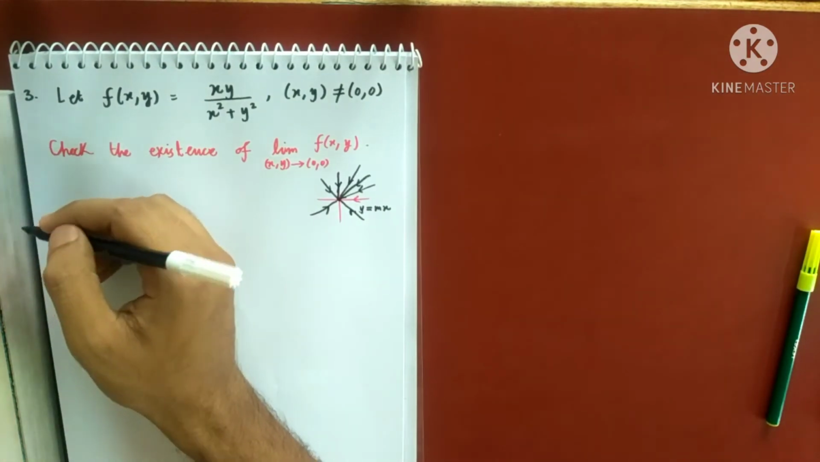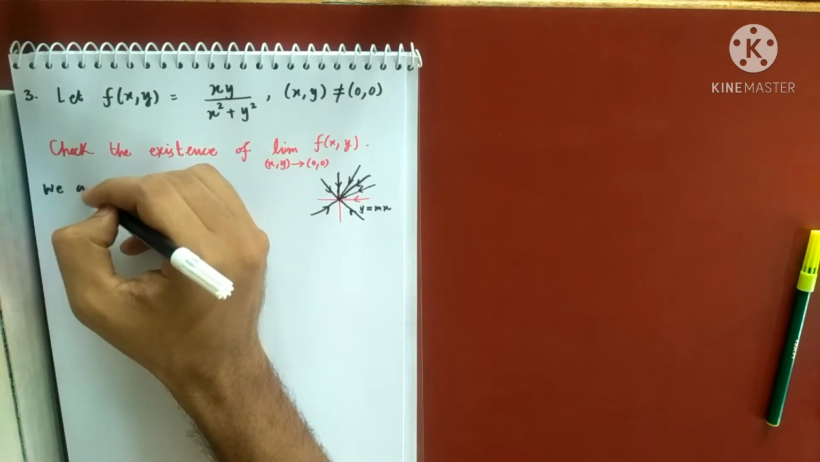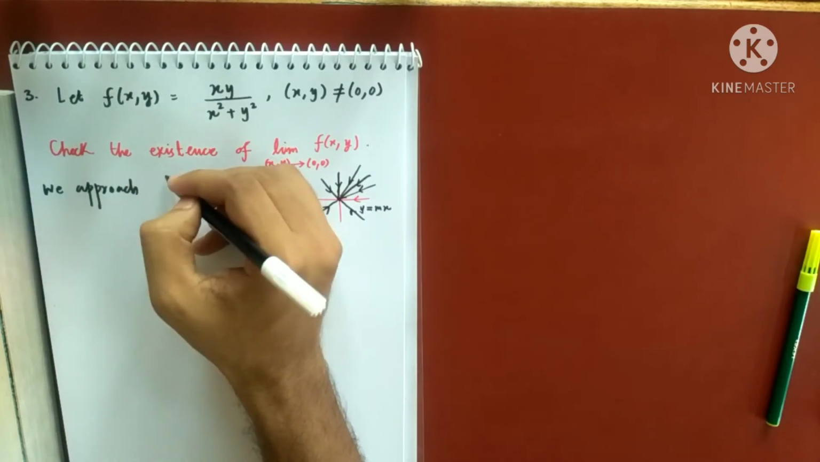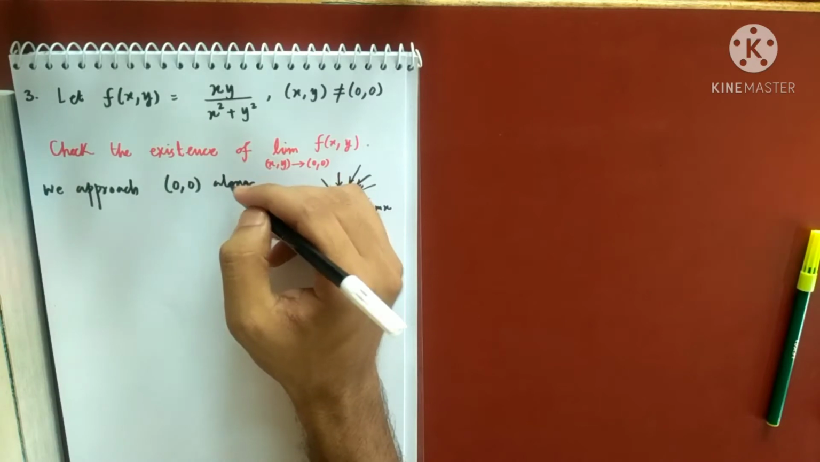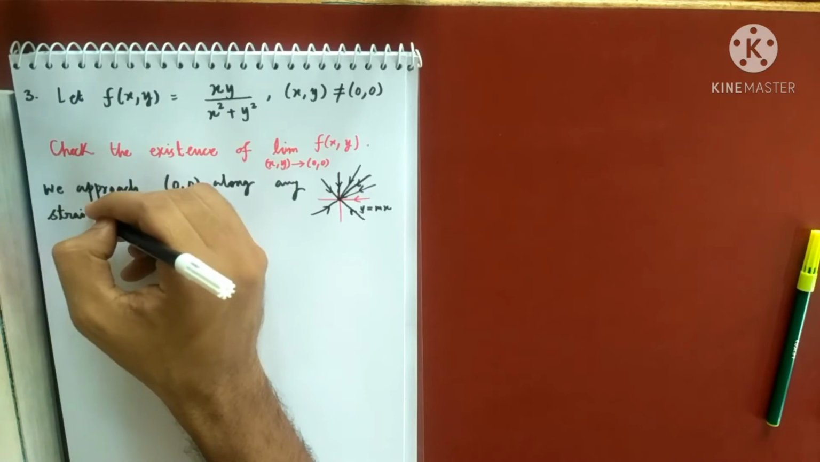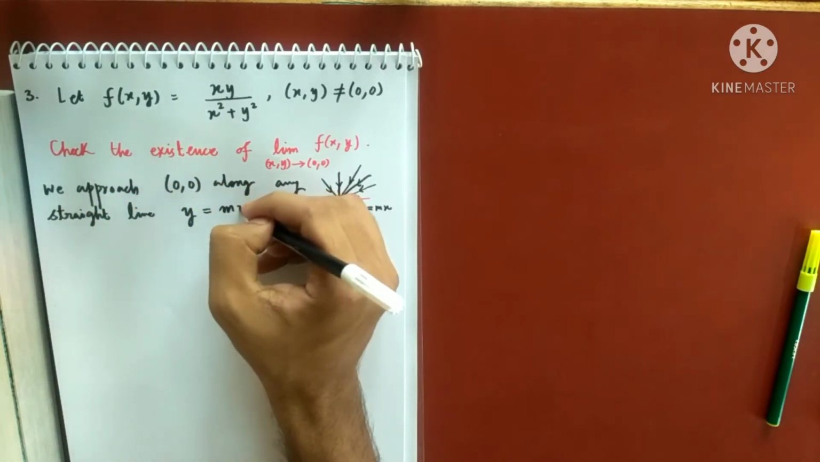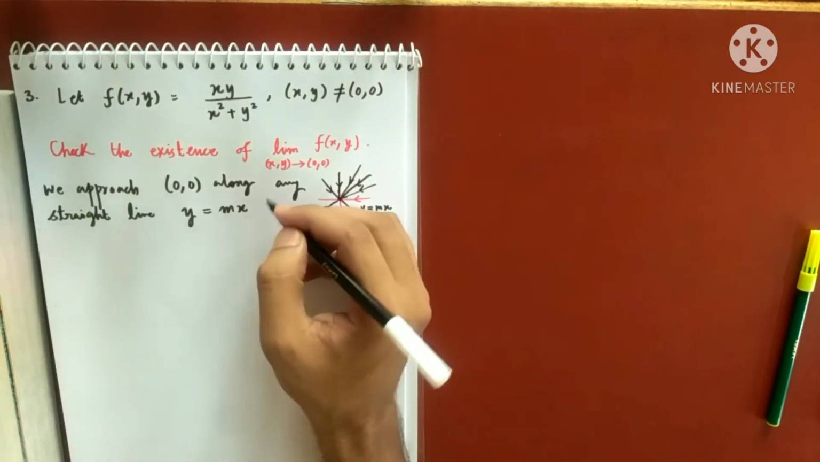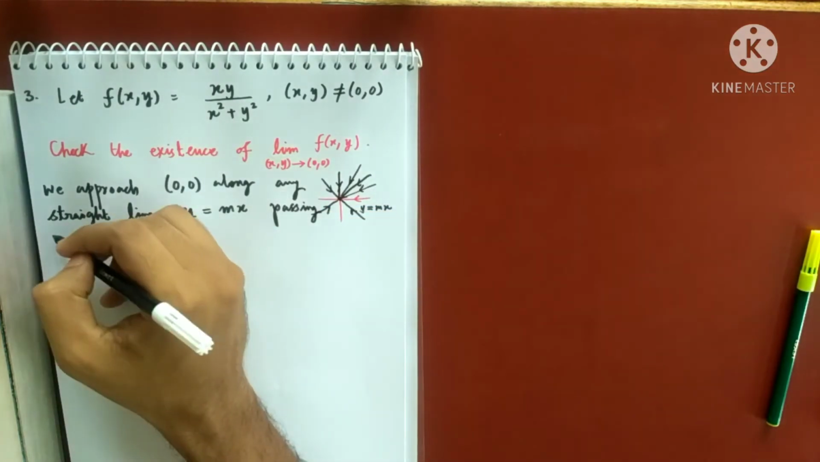So let me write that. Let me see what happens if I approach along this. We approach (0, 0) along any straight line y equals mx, and y equals mx definitely passes through (0, 0).